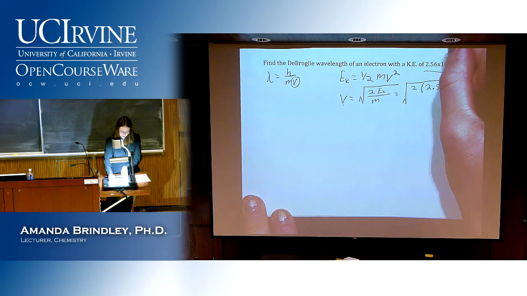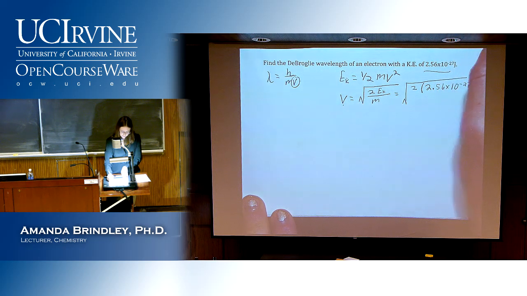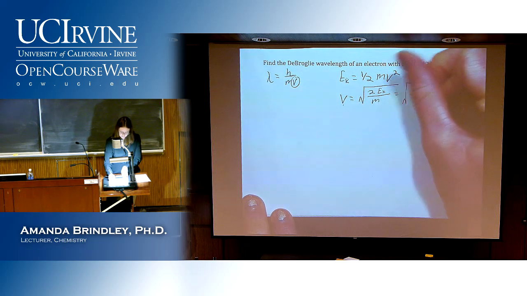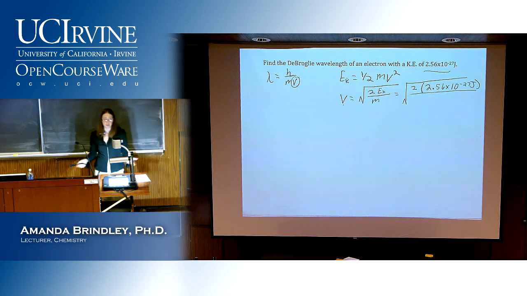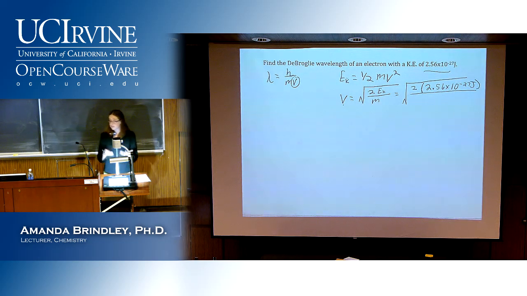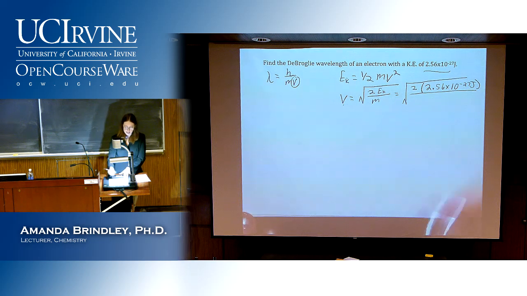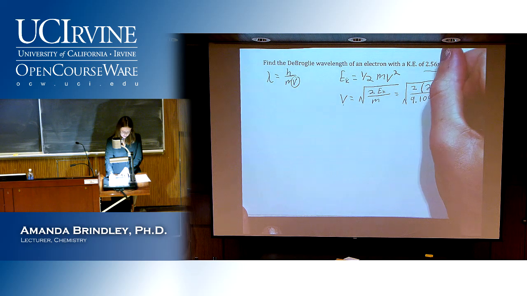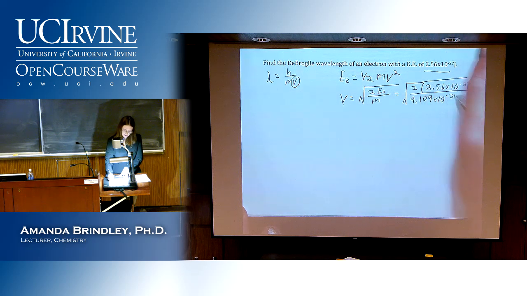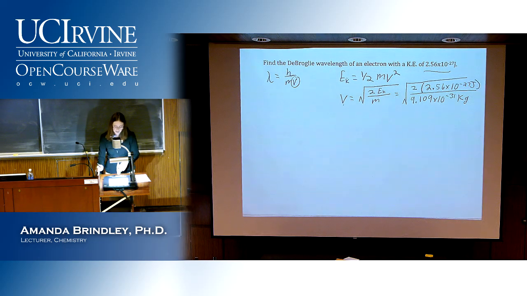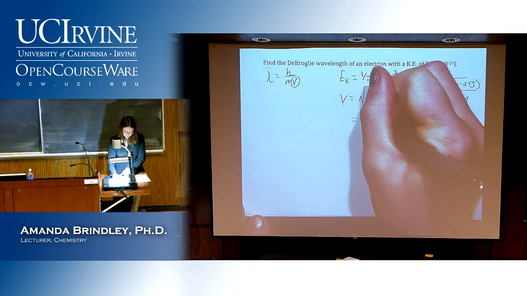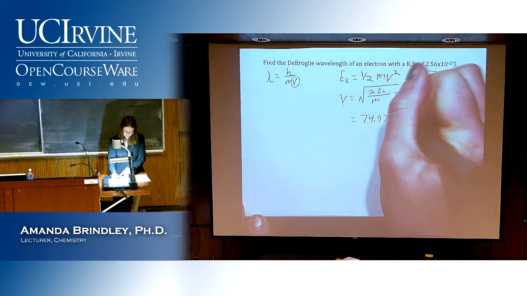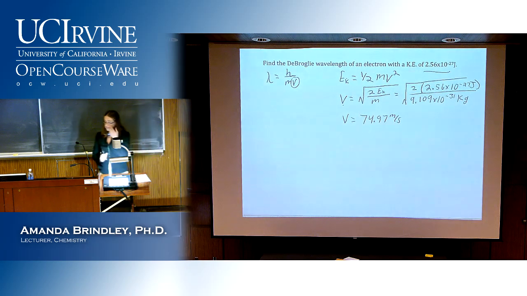So we can fill in from the problem. Now we get to mass and we say, well, I don't know the mass of an electron. Luckily, this is a homework type problem, so you can look it up. On an exam, it would just be given to you in the tables. Okay, so we get this, and we get our velocity.